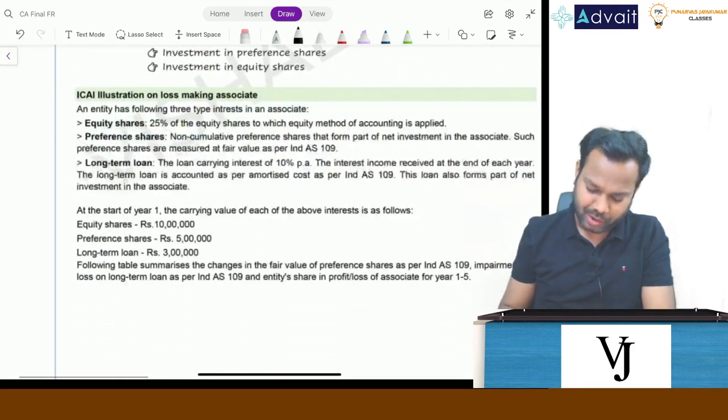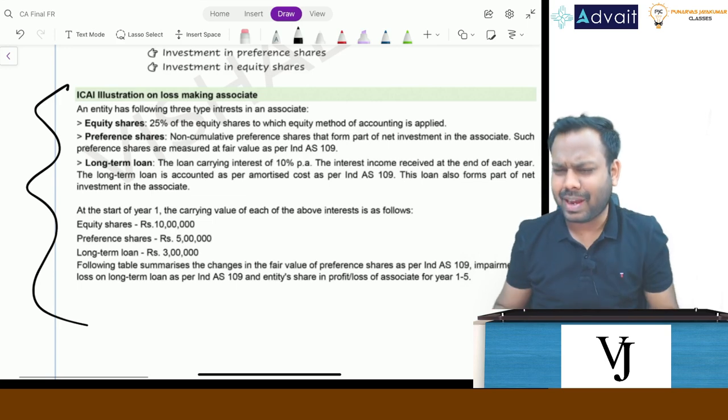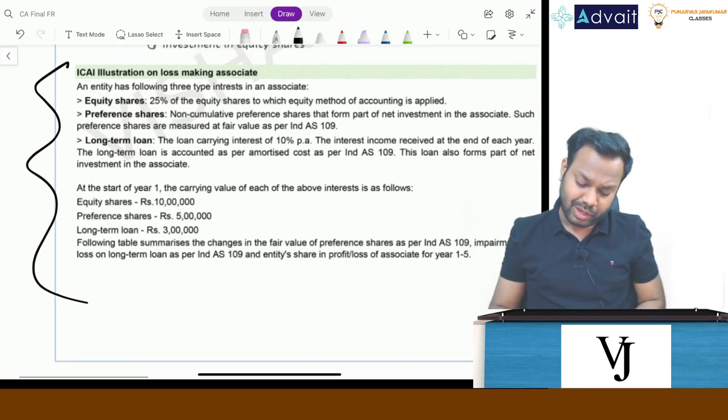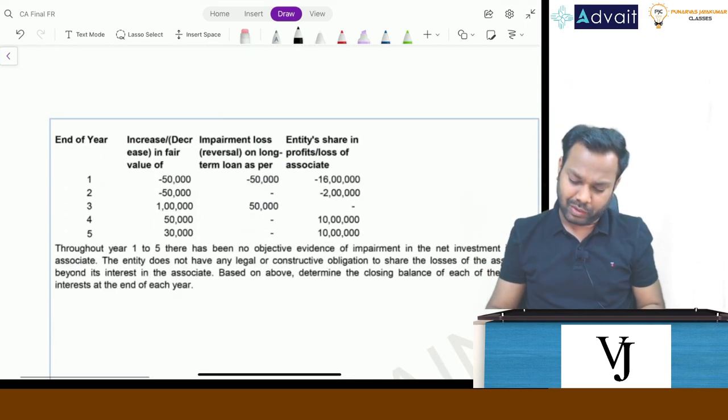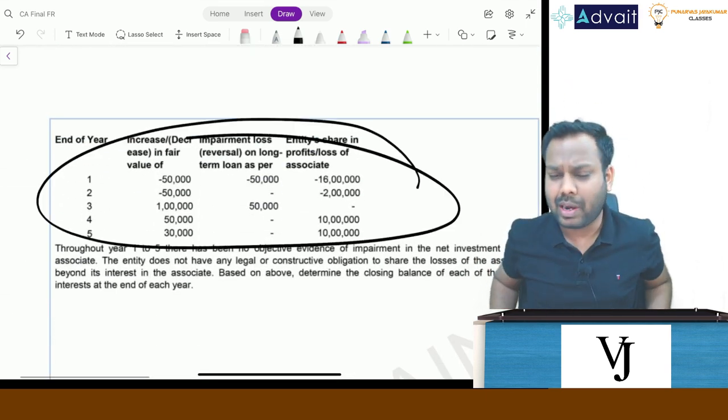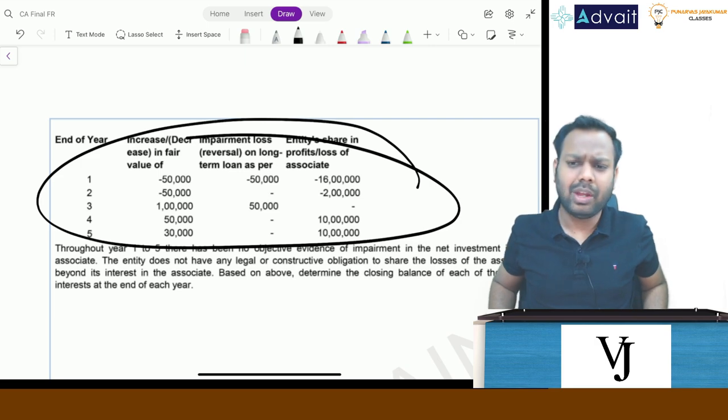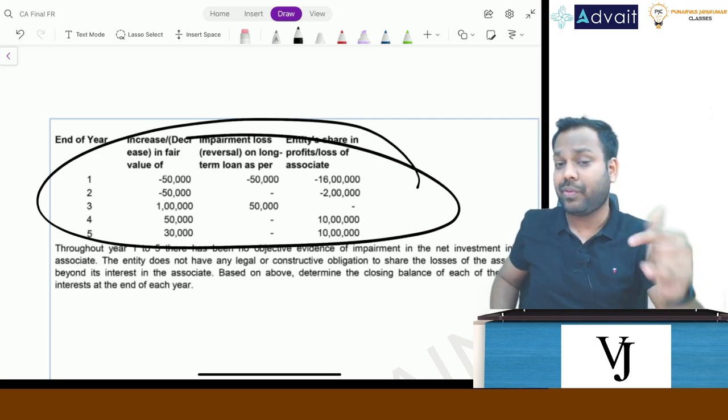Now I do have a question written on this one. It's exactly the same. Values are given for equity shares, preference shares, long-term loans, and the losses are also given here. So you can read the question and try to solve it. There is nothing difficult in this one. And if you have any queries, we can definitely discuss in the next class.